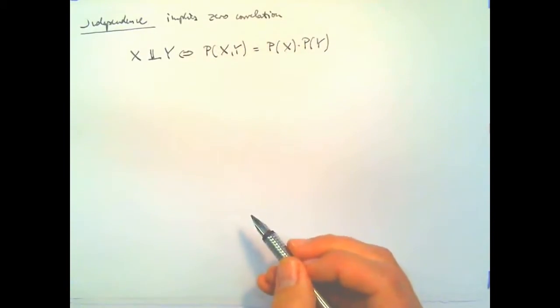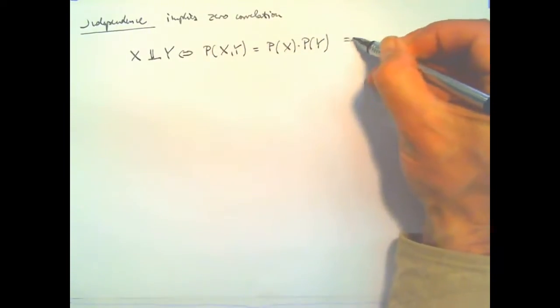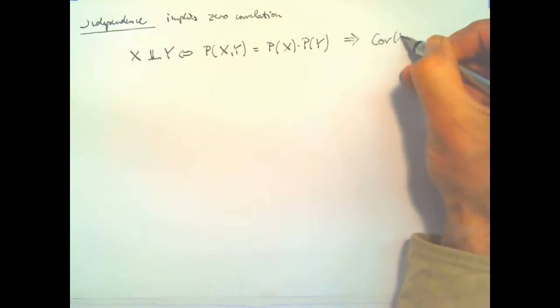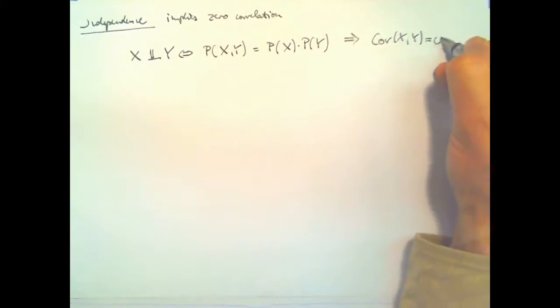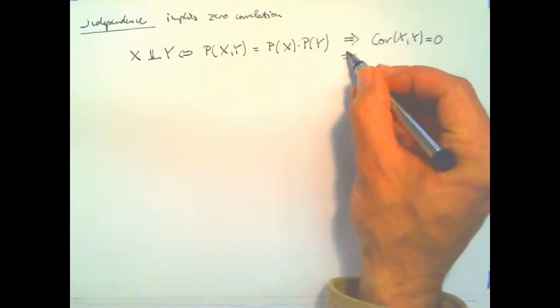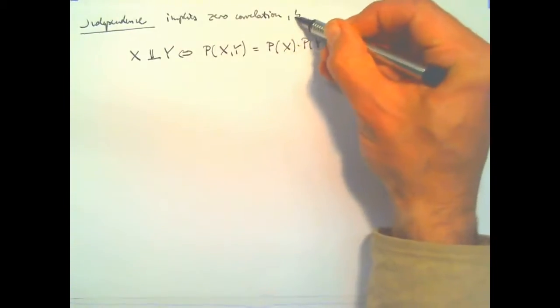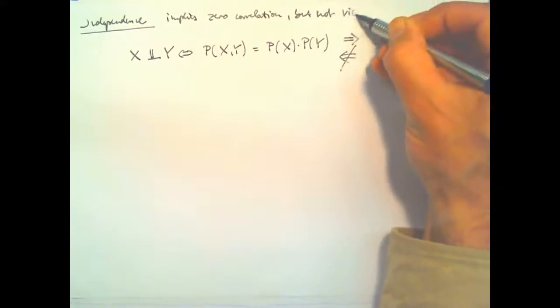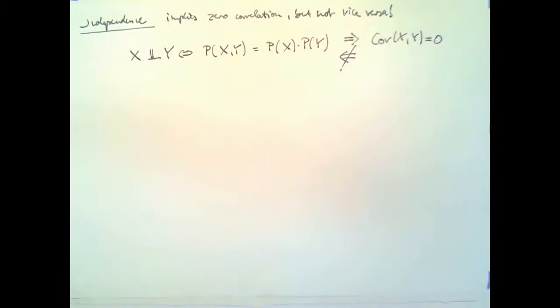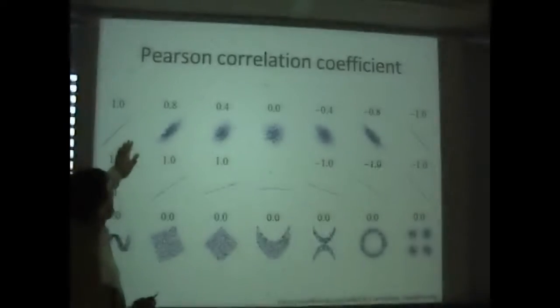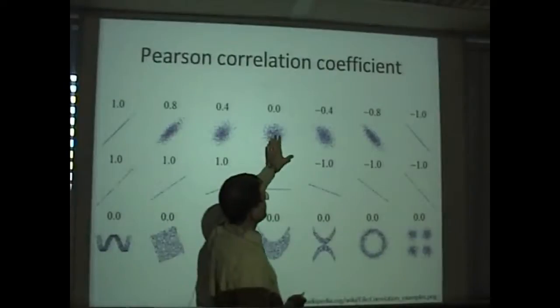So that works. However, the reverse is not true. Okay, here are famous examples. In this case, this is a Gaussian distribution, which you see in the top row.